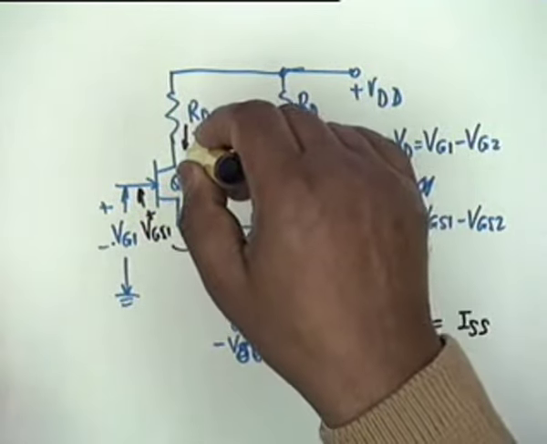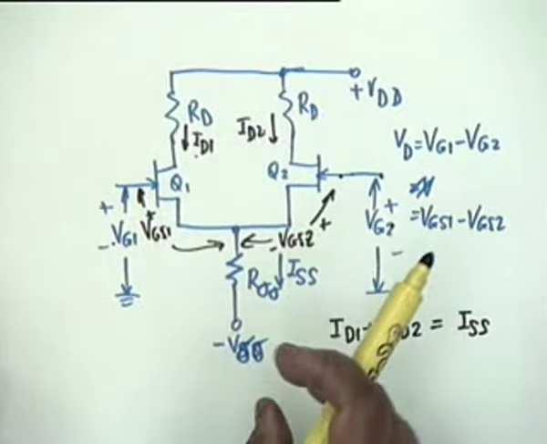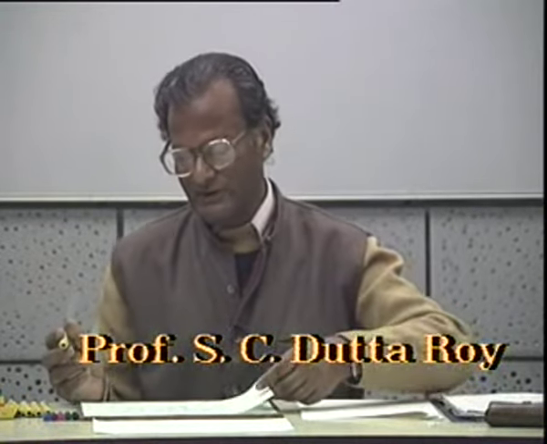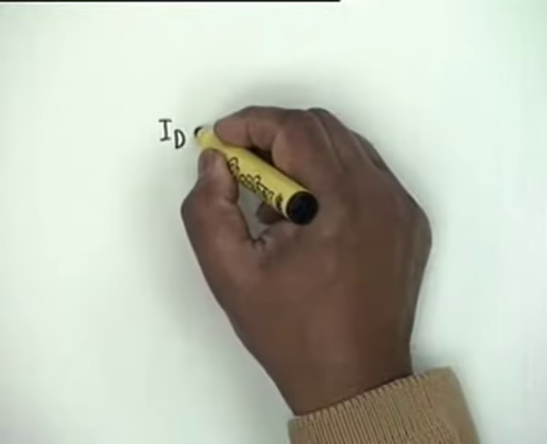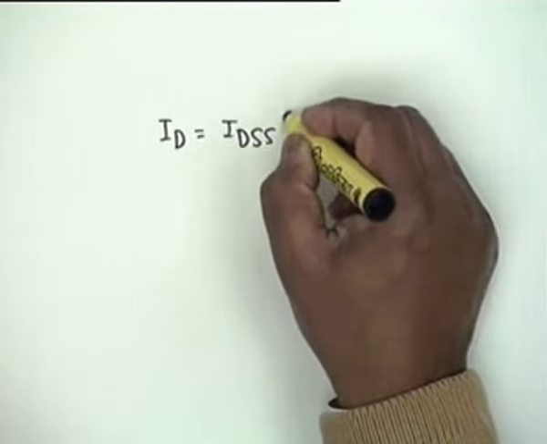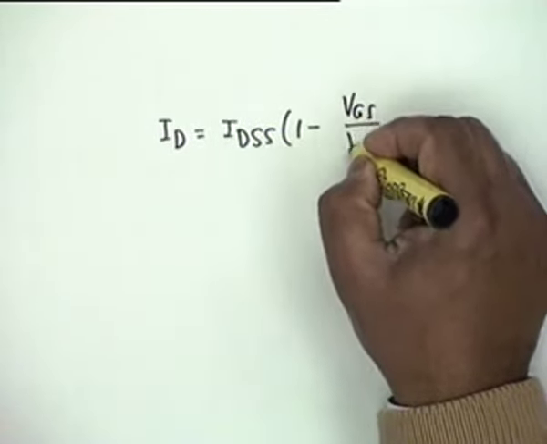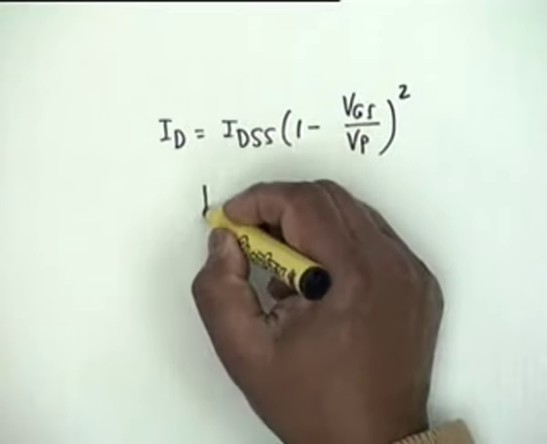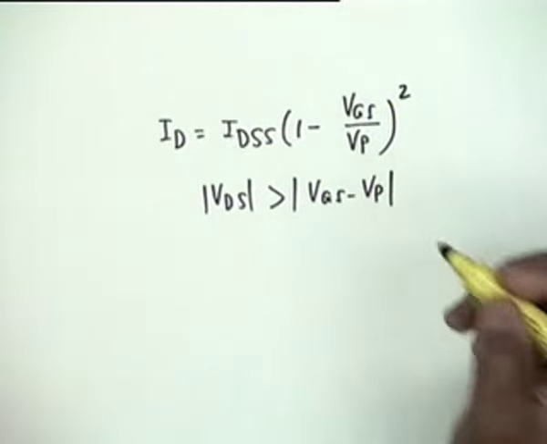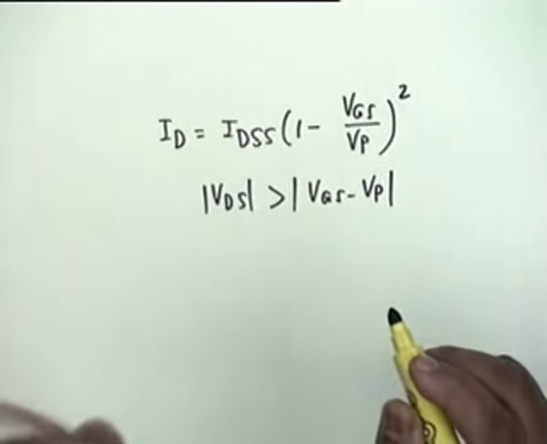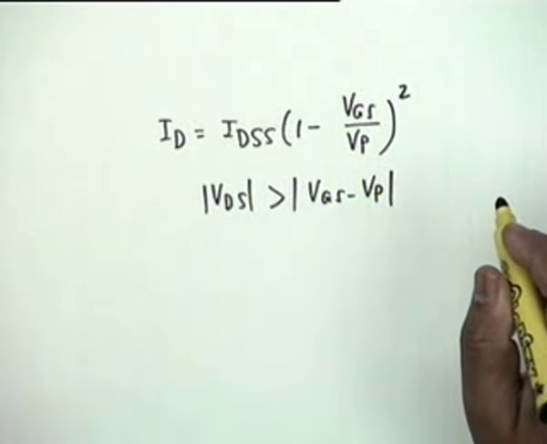And we obviously see that ID1 plus ID2, the two drain currents, add up to ISS. There is no gate current, and therefore no assumption on beta or gm is necessary, as was necessary in the case of the BJT differential amplifier. Now you also know the current-voltage relationship of an FET. It is ID equal to IDSS times (1 minus VGS divided by VP) whole squared, provided VDS is greater than VGS minus VP. And we assume that this is true. VP is obviously the pinch-off voltage.